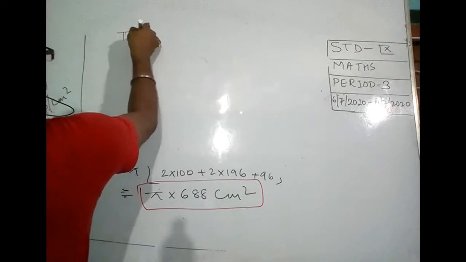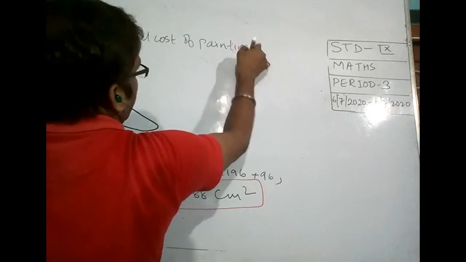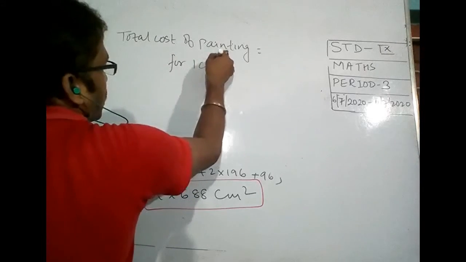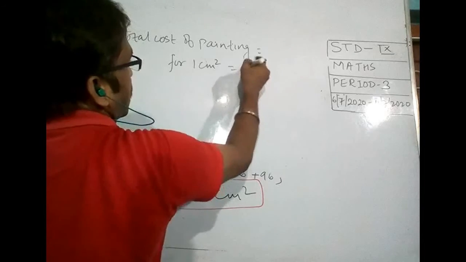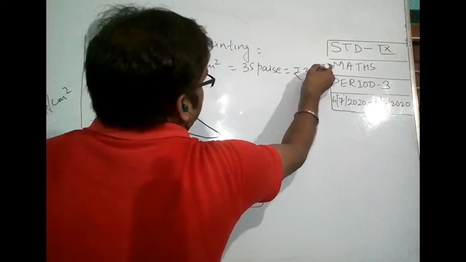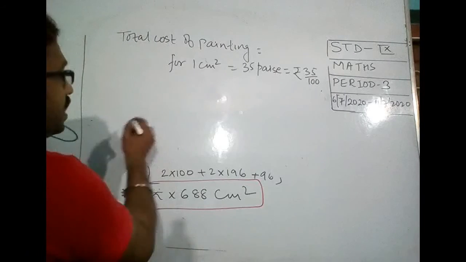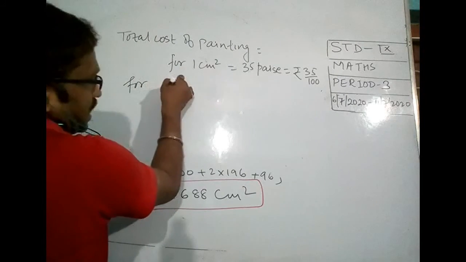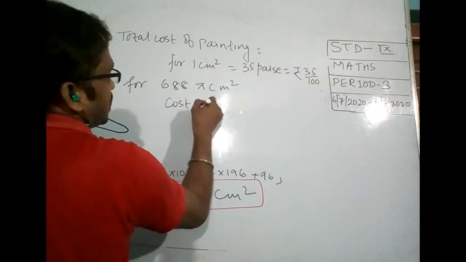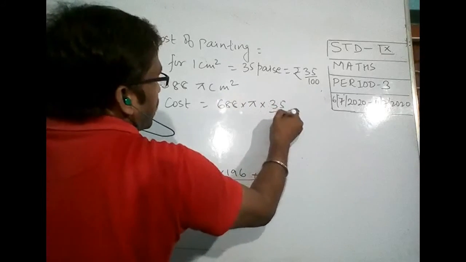The total cost of painting is equal to, they are saying that for 1 centimeter square, the cost is 35 paise. That is 35 by 100 rupees. Then for 688 5 centimeter square, the cost is 688 into 5 into 35 by 100.